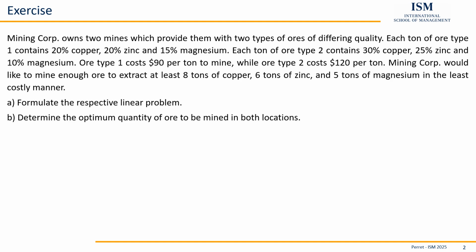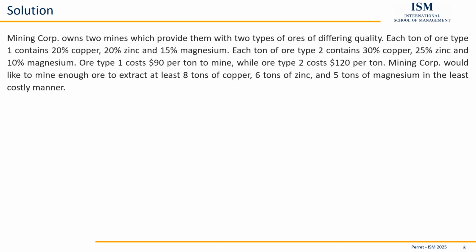Well, let's start with part A. If we start with formulating this in a mathematical manner, we first have to go with the objective function. However, we have a good indicator what this is about because it says in the least costly manner. So we want to minimize costs. Costs we also have given here, $90 per ton of type 1 ore, $120 per ton of type 2 ore.